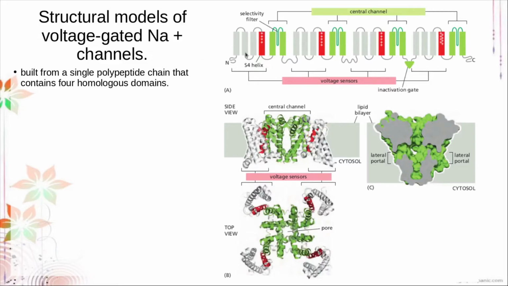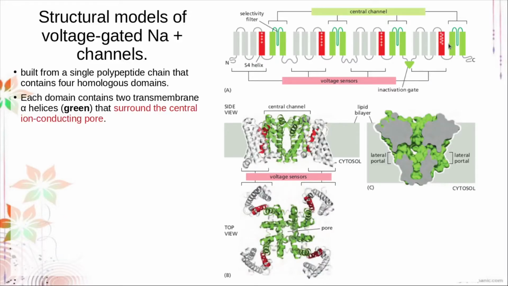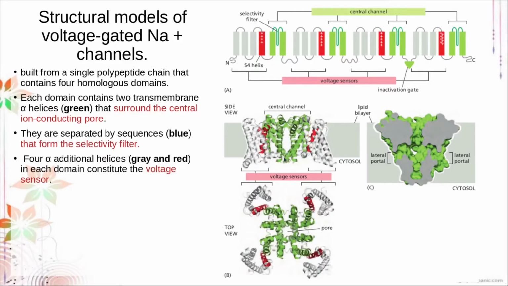You have this central channel that's built from a single polypeptide chain. You have 4 homologous domains: the first domain, second domain, third and fourth homologous domains. Each of these domains has 2 transmembrane helices, shown here in green, that surround your central ion conducting pore. So when it's assembled, you have here the conducting pore, the central channel, which corresponds to the color green. And then you have separated sequences. You have the selectivity filter, which is basically not alpha helices. Mostly these are coils, and they form the selectivity filter.